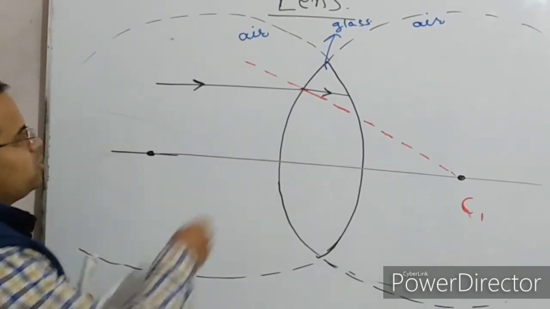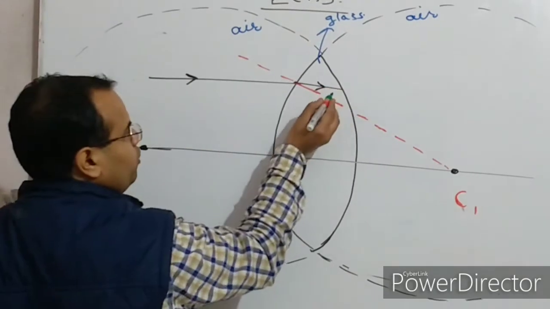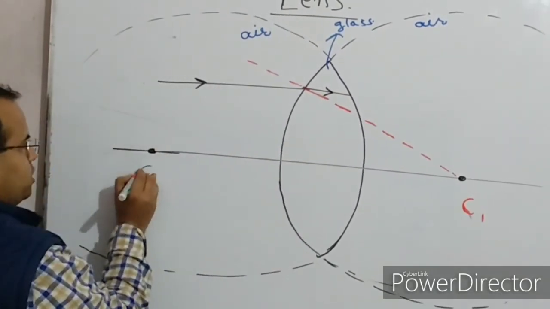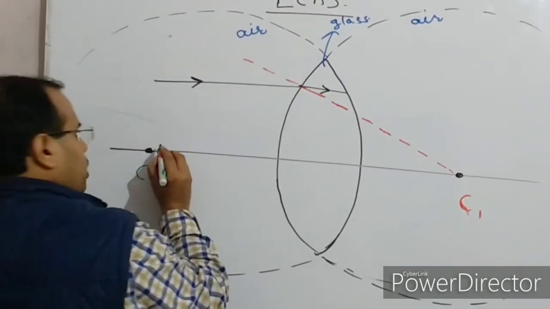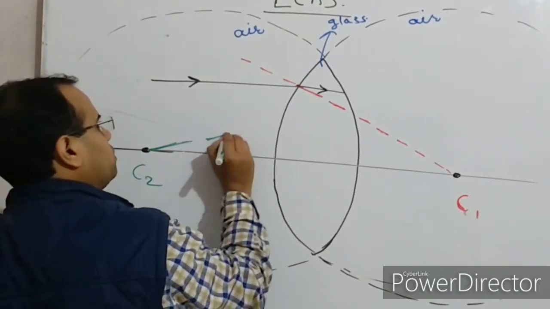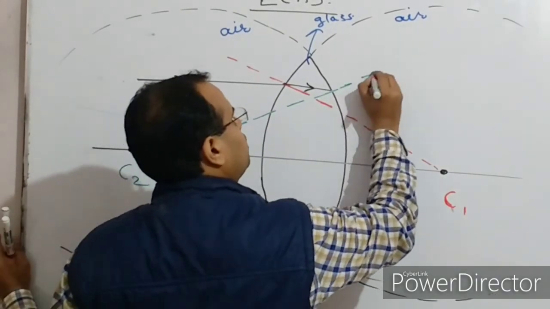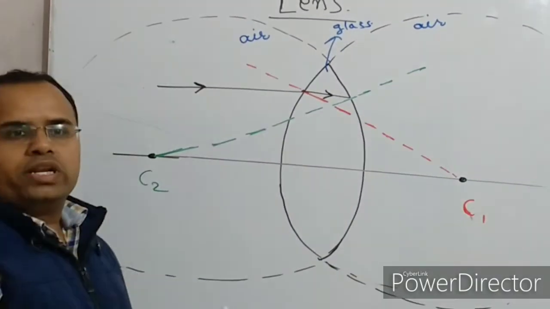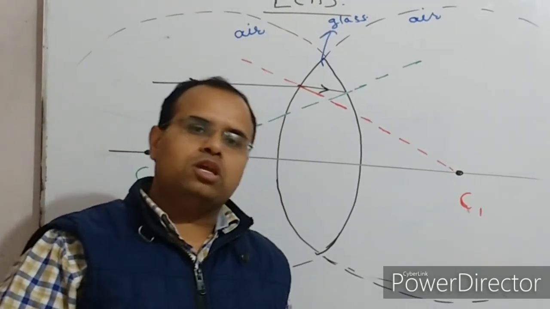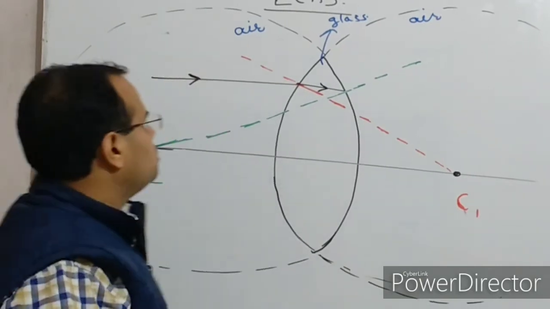Now for that, at this point we have to draw the normal. So at this point, to draw the normal, we will be joining this point, say C2, to this. Okay, so if I join this, we get the center of curvature. So this is the normal. You know, the line joining the center of curvature to any point on the circumference of the lens will give you the position of the normal. So this is the normal.